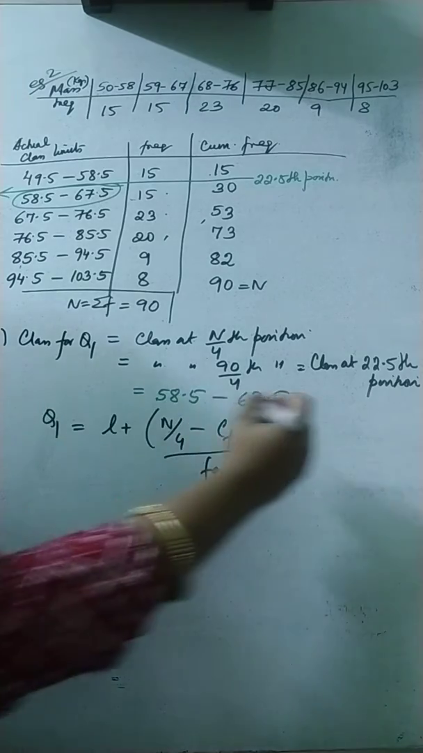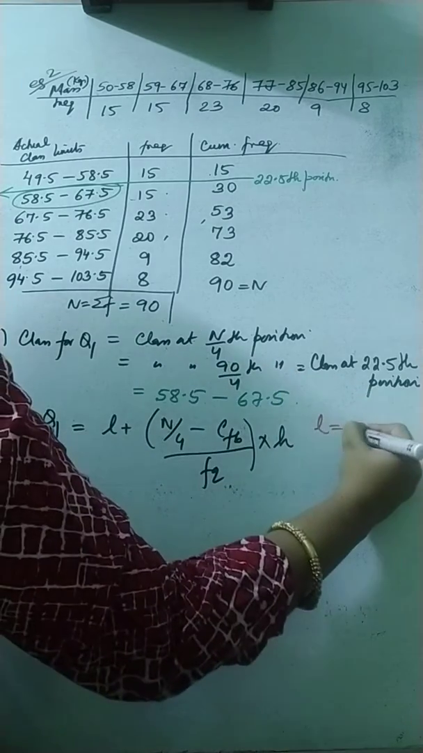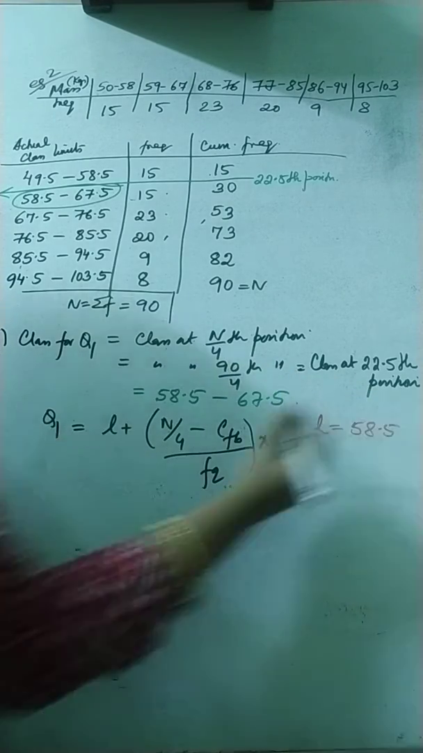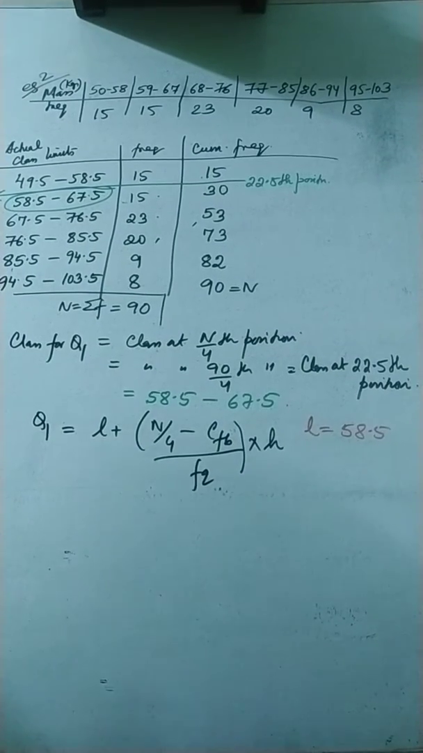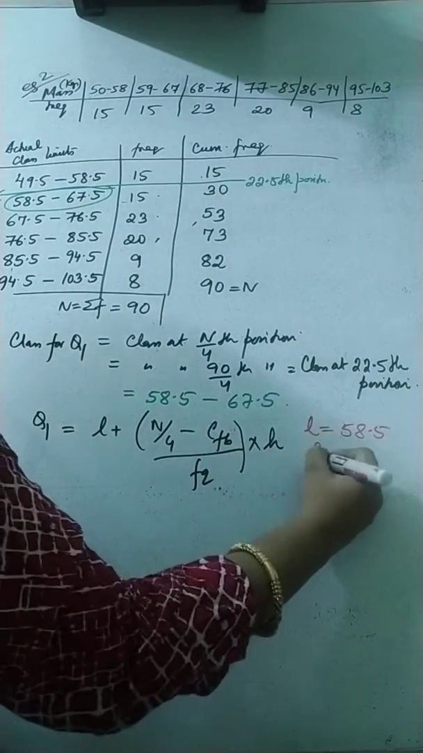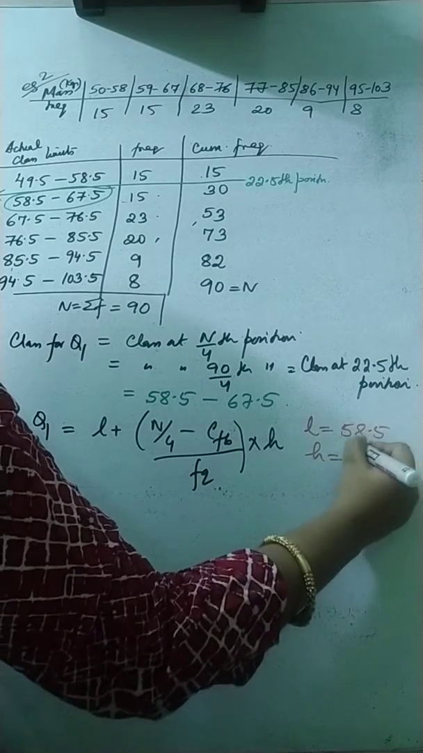L over here is the lower limit of the quartile class, that is 58.5. I hope you can see. Yes, you can see. And then H is the length of the class intervals. What is the length of the class intervals? The difference between this and this, or this and this, it will be the same throughout. How much is it? Difference in the class intervals is 9 units, isn't it? So H over here is 9.